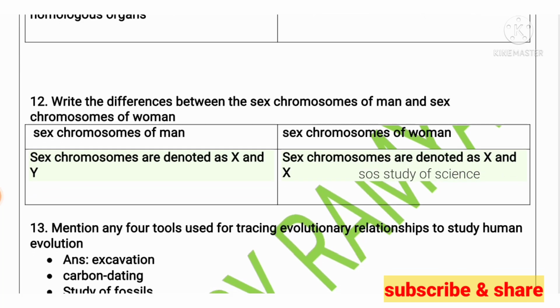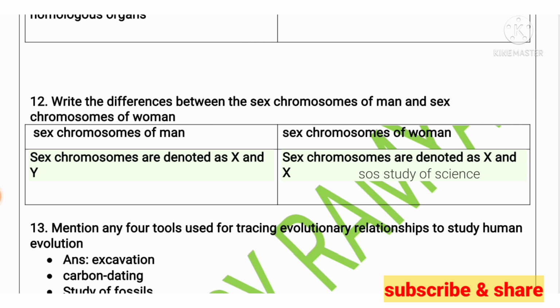Next question: write the differences between the sex chromosome of a man and the sex chromosome of a woman. Here they're asking about the chromosomes, not the gametes, because most of you will write about the sperm and the egg. They're not asking about the gametes, they're particularly asking about the chromosomes.